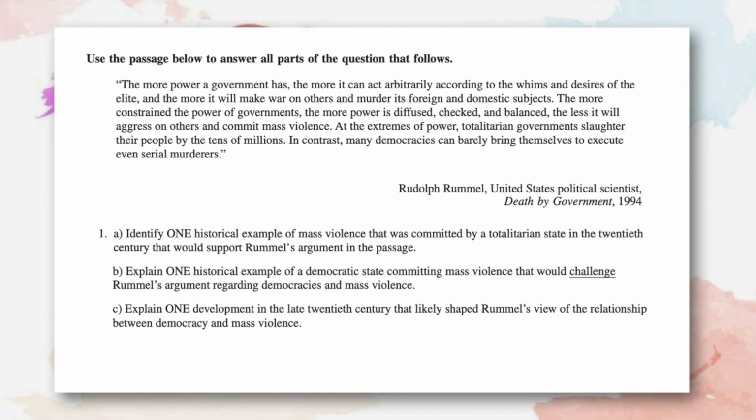In other words, A is pretty easy to get because all they have to do is make an identification of a piece of content in a complete sentence. B requires them to make an identification as well, but they have to add some explanatory power to that. So explain means identify, but also explain how or why. Now that analysis of how or why does not have to be as developed as it is on the DBQ or the LEQ, but it does have to be there when they see the word explain.